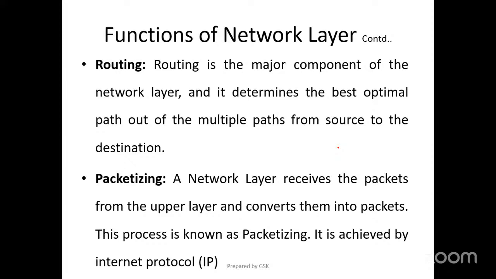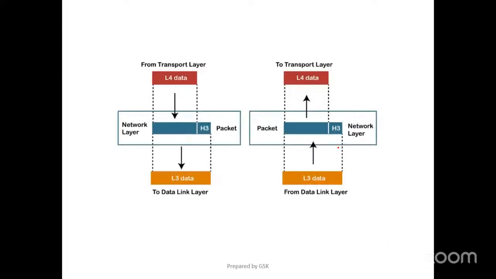Packetizing: a network layer receives the data from the upper layer and converts it into packets. So coming to the network layer, the data is transferred from one device to another device in the form of packets. You must remember this. In the physical layer, bits; data link layer, frames; network layer, packets. So these are the different forms of the data while it is in the different layers. Now see this image.